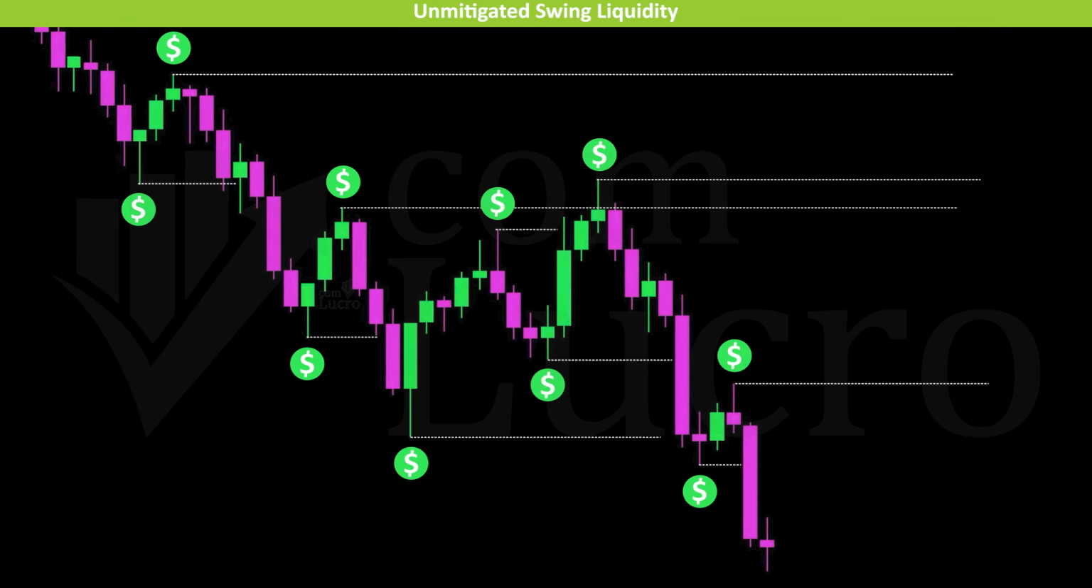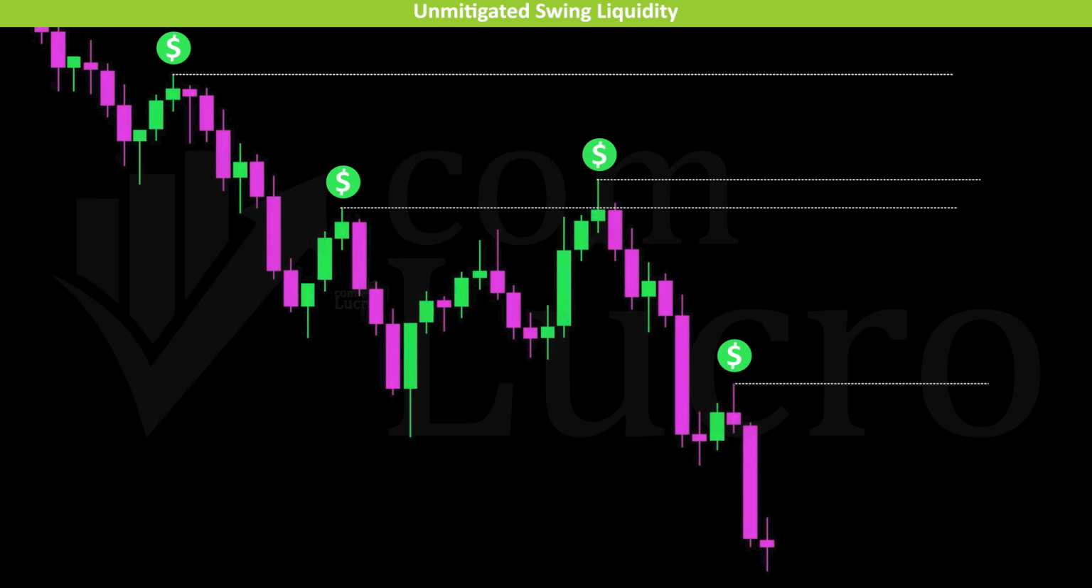When price revisits these zones, many traders place orders again, causing liquidity to build up. This is where manipulation often takes place. We only mark unmitigated swings as liquidity, so we remove those that price has already broken. What remains are active liquidity levels, the ones that still matter and are likely to be targeted.